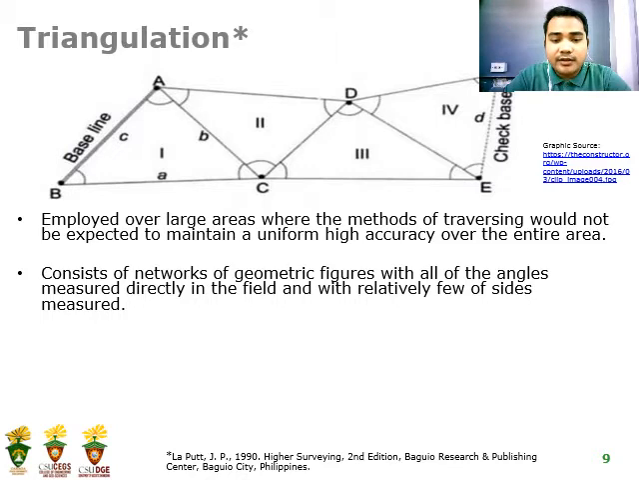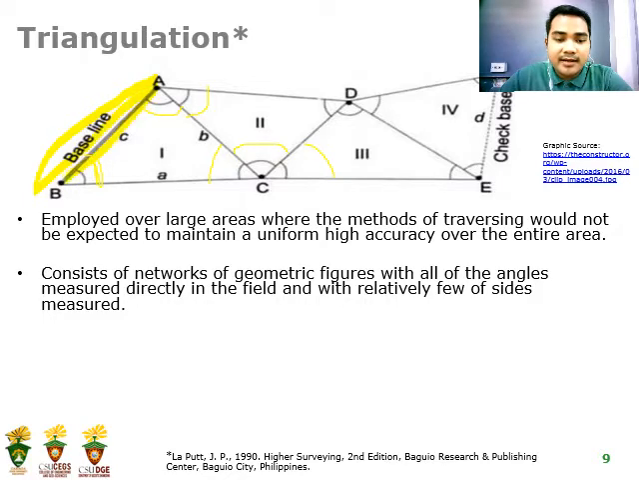And it consists of networks of geometric figures with all the angles measured directly in the field and with relatively few of the sides being measured. So in triangulation, from the word itself, triangle, the angles are measured directly, such as this one, and the angles are directly observed by the instrument man or the surveyor. And few of the sides are being measured, such as the baseline.